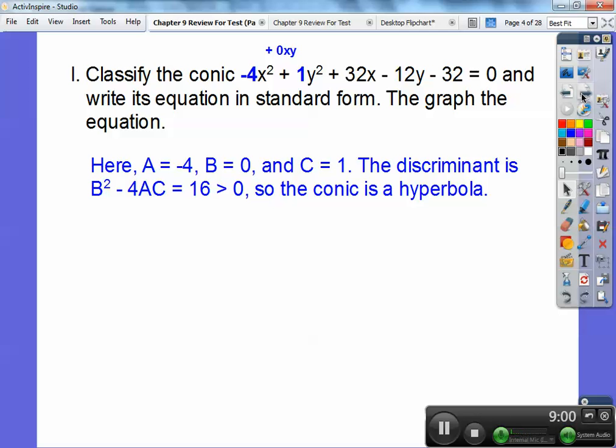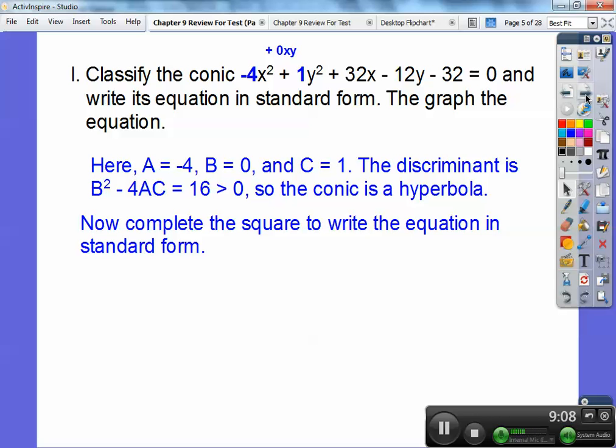So it ends up being a hyperbola, but I knew it was going to be a hyperbola because it's going to be a 1y squared minus a 4x squared. Okay, so what we have to do now is complete the square. All right, so let's group all the y's together, group all the x's together, and I threw the 32 over on that side.